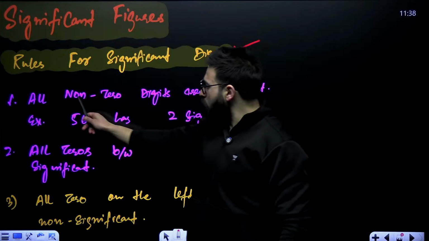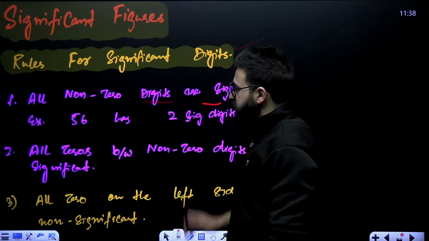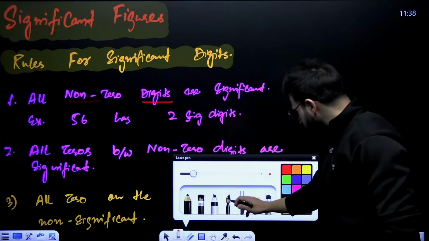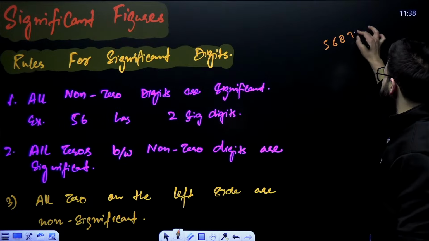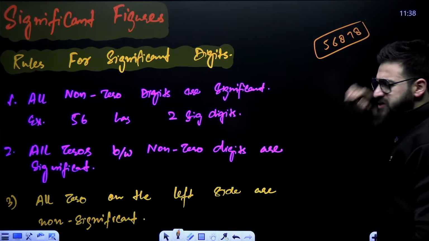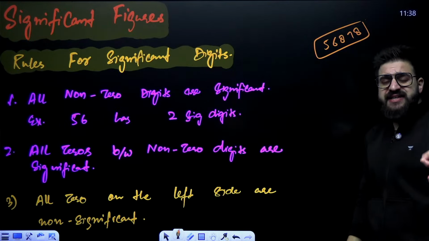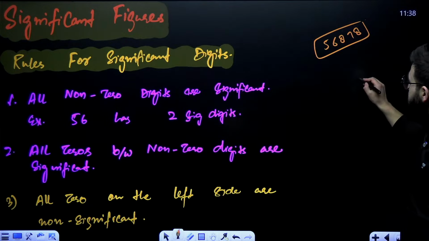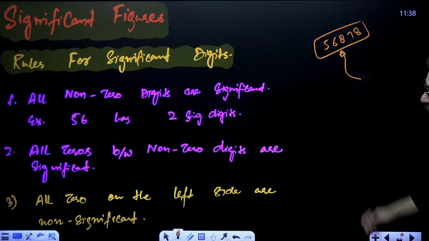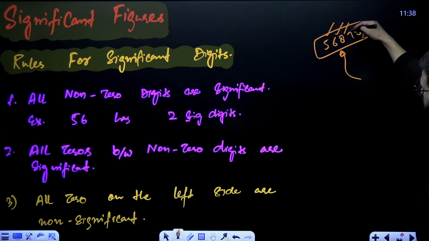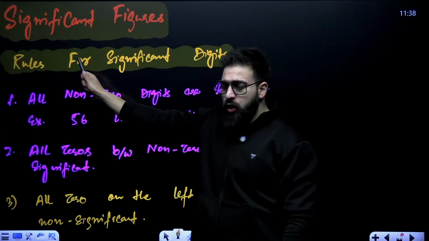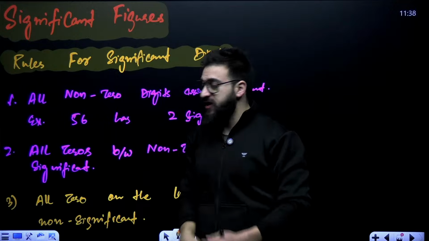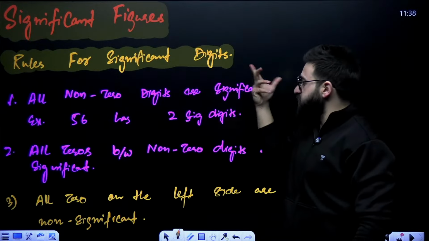We say all non-zero digits are significant. Let's suppose I give you the number 5, 6, 8, 7, 8, and ask how many significant figures are in this number. You say 1, 2, 3, 4, 5. There are 5 significant figures. Why? Because the first rule for finding significant figures is that all non-zero digits are significant.